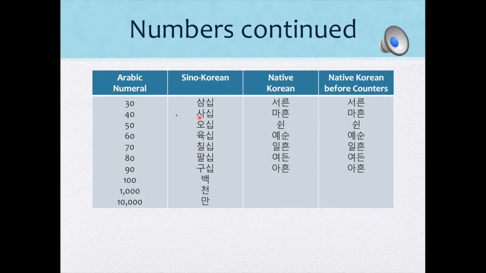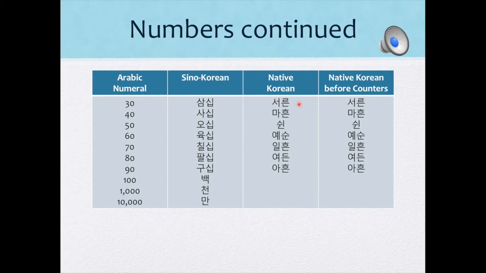And then, I'm not going to list all of them, but Sino, Sam is 3, right? And then you put ship, 10. So 3 times 10 is 30. And then you can say 31, 32, 33, 34. 40, 50, 60, 70, 80, 90, 100. 1000, 만.